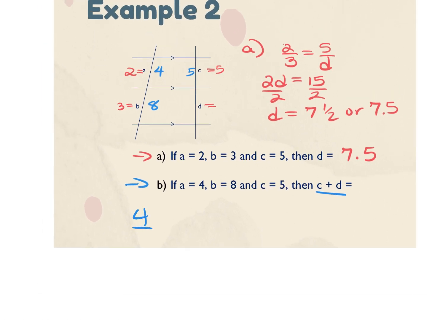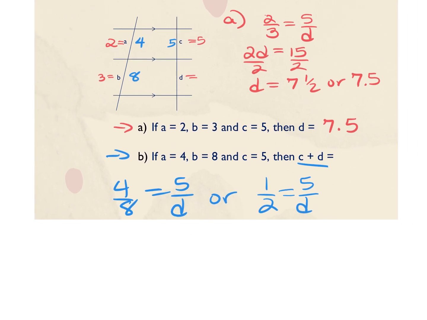So 4 over 8 equals 5 over D. I'm going to find D first, then go back and add it. Now, you can either choose to solve it this way, or we could also reduce 4 over 8 to 1/2, and then it's a lot easier to solve. But if I do it this way, I get 4D equals 40.